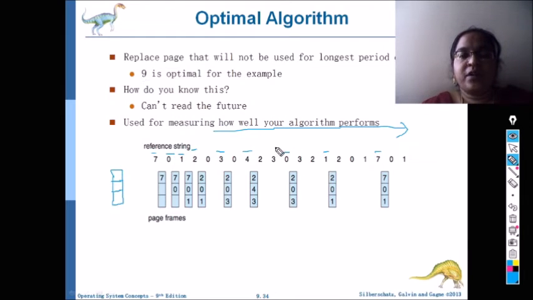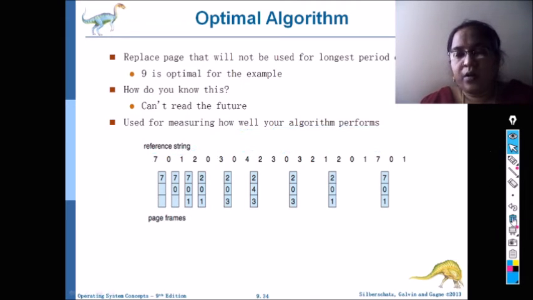9 page faults. So that means we have minimized the page faults for the same string. Using first in first out, we had got 15, but using the optimal algorithm we have got 9 page faults. Again I'm giving the same exercise: using this string and the other string from the previous example, with 3 frames and 4 frames, calculate the number of page faults using the optimal algorithm.